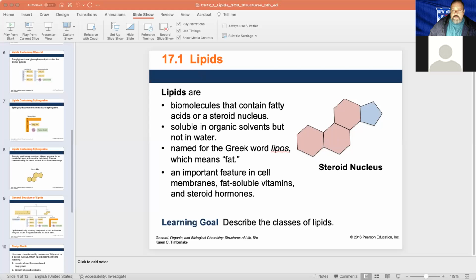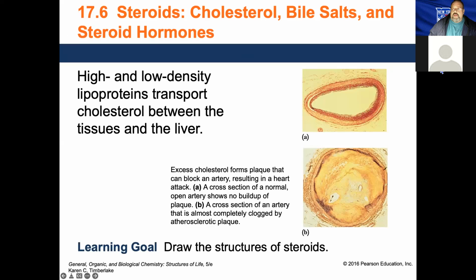All right. Let's go a little bit into the last type of lipid that we come across, which are your steroids. Okay. So your steroids essentially are the one type of lipid that are not essentially esters.